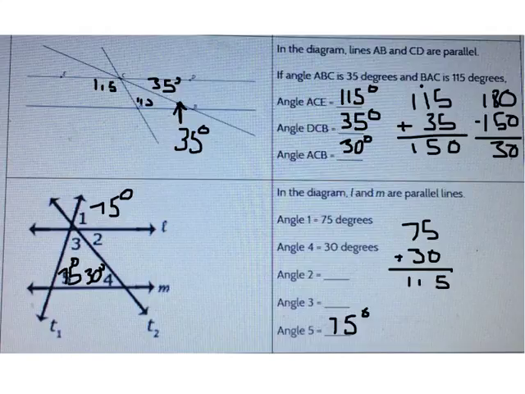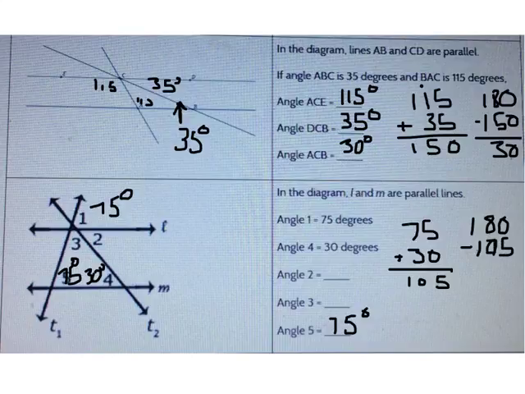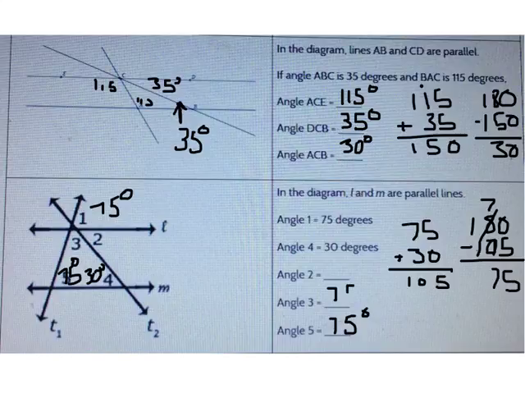7 plus 3 is 10. Now I can subtract. 180 minus 105. Angle 3 is also 75 degrees.